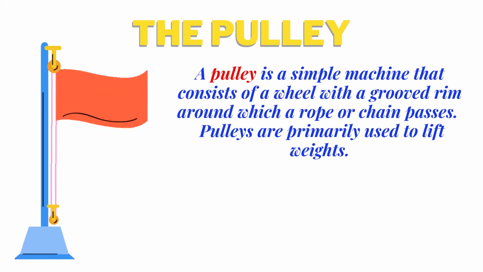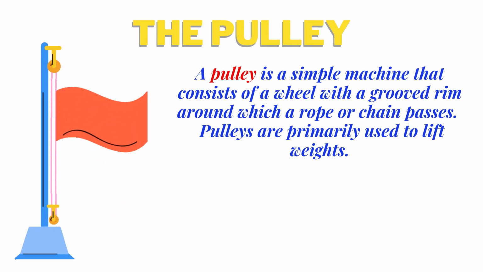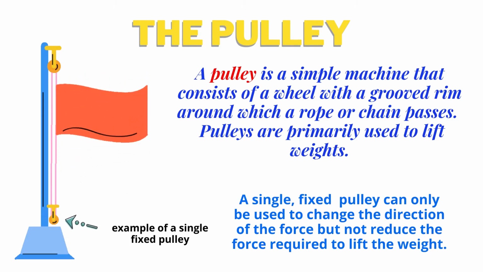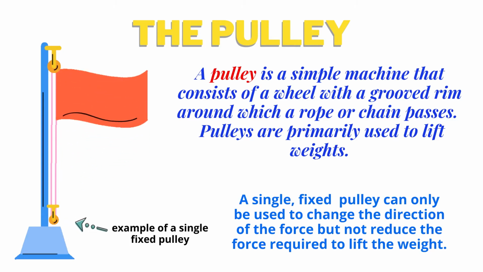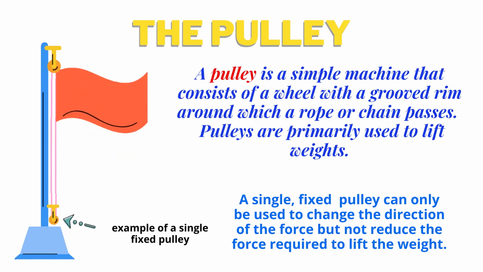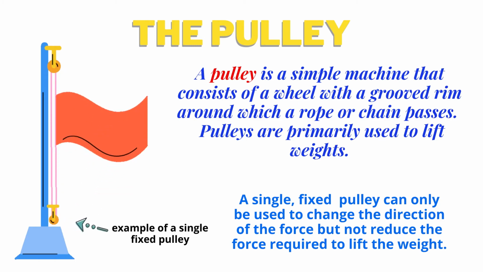The pulley. A pulley is a simple machine that consists of a wheel with a grooved rim around which a rope or chain passes. Pulleys are primarily used to lift weights. A single, fixed pulley can only be used to change the direction of the force but not reduce the force required to lift the weight. However, using a system of pulleys together will reduce the force needed to lift the weight.